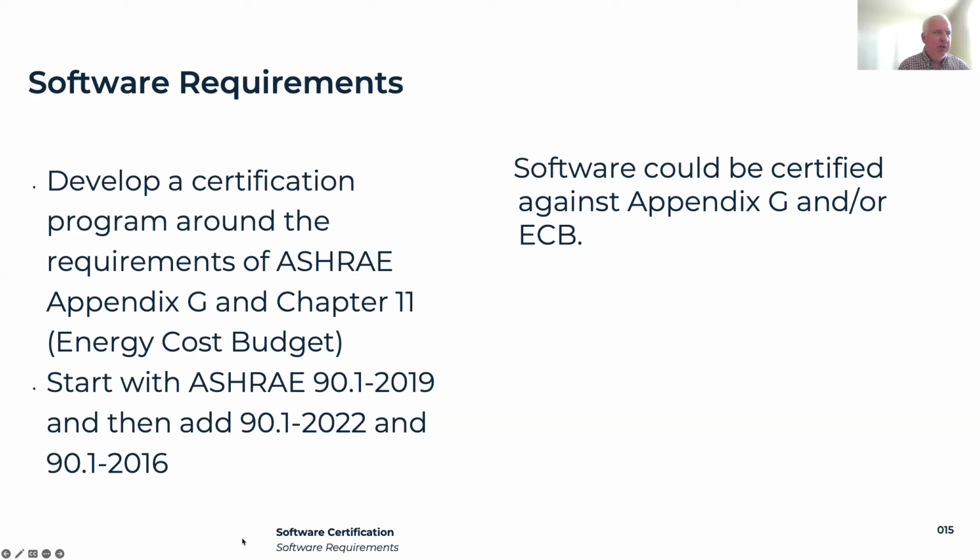And then starting with the 2019 version of 90.1, which is currently the most referenced version, and then modify those requirements to include 2022, 2016, and other versions in the future. With both Appendix G and ECB, software could decide to certify against one or the other, or both.